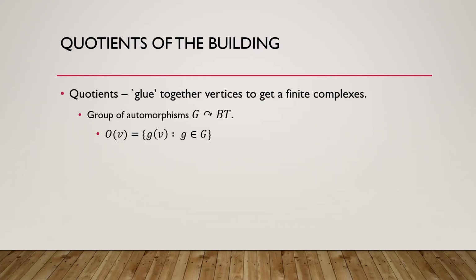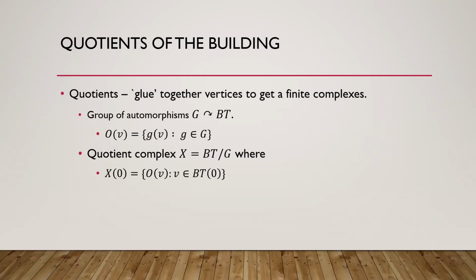So an orbit of a vertex in the Bruhat-Tits building is just all the vertices that you get if you apply some automorphism from the group of automorphisms that acts on it. And so the quotient complex, which I denote BT divided by G, is just a simplicial complex whose vertices are orbits. So we're folding all vertices in an orbit to a single vertex. And faces are going to be obtained by taking some face in the infinite object and looking at all its orbits. Okay, so all the orbits of the vertices.